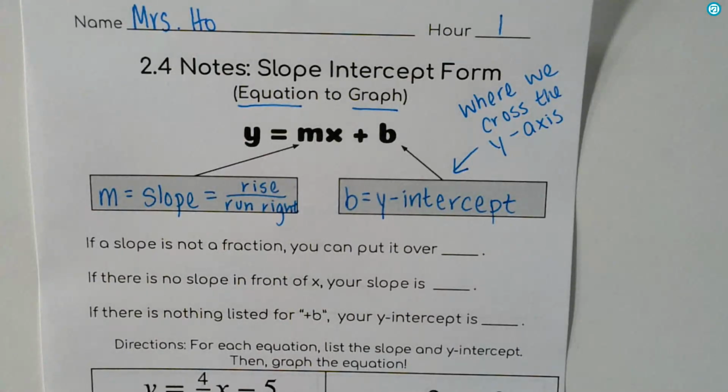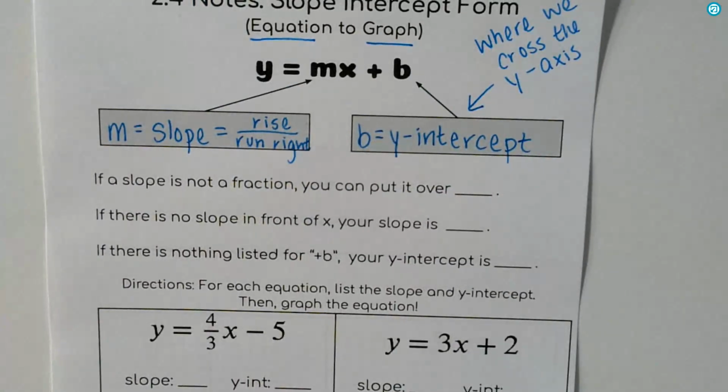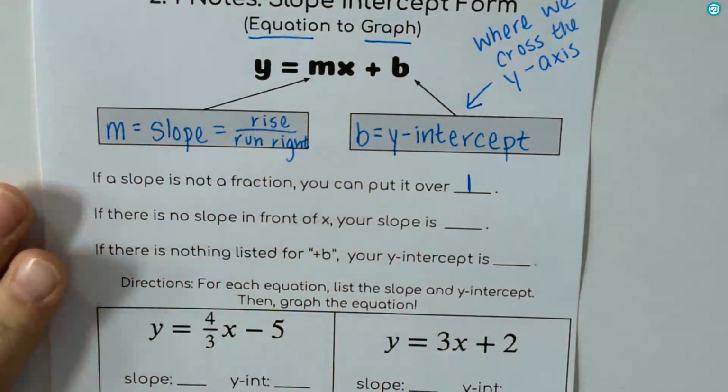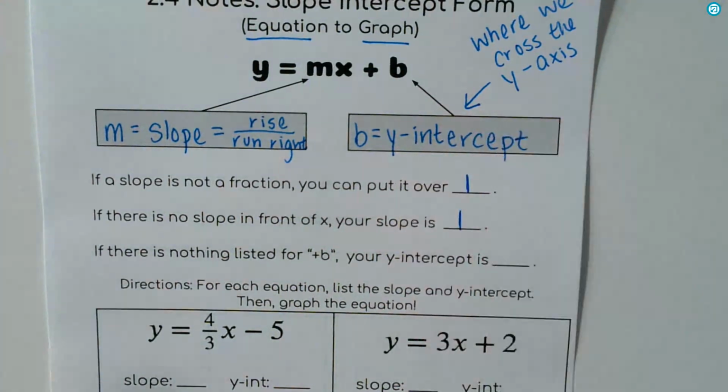Alright, we've got a few little notes here about logistics. If a slope is not already a fraction, so we are used to slopes being fractions because we do rise over run, if we do not have that bottom of the fraction, you can always put it over 1. So a slope of 2 is 2 over 1. A slope of negative 7 is negative 7 over 1. If there is no slope right there in front of your x, you can put an imaginary 1 there. So y equals x is y equals 1x.